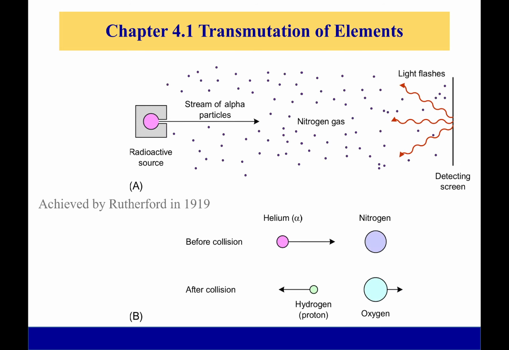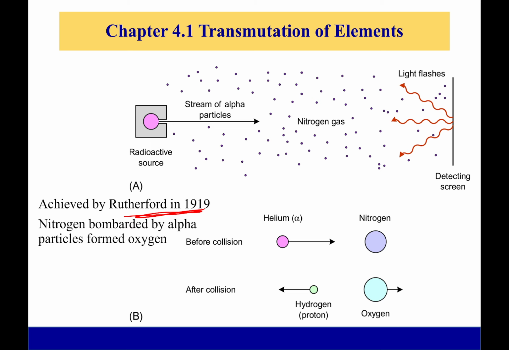Okay, so the transmutation of elements. When you think of transmutation, you might be picturing an anime called Fullmetal Alchemist, or some alchemist in a video game who's trying to turn lead into gold. Well, the thing is, we can change one element into a different element. And this was achieved by Rutherford in 1919. So what did he do?